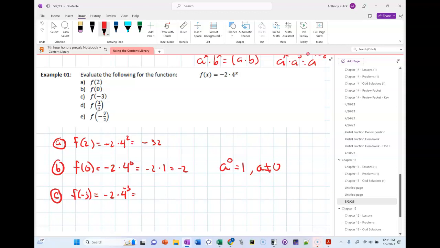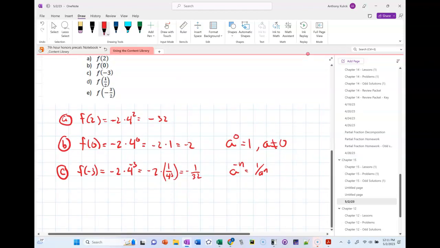All right. Let's say we have negative 2 times 4 to the negative 3. What do we do with a negative exponent? It makes a reciprocal. 4 to the third is 64, so 1 over 64 times negative 2 is going to be negative 1 over 32. I'm just writing the exponent rule down on the side for us. Is that cool with everybody?